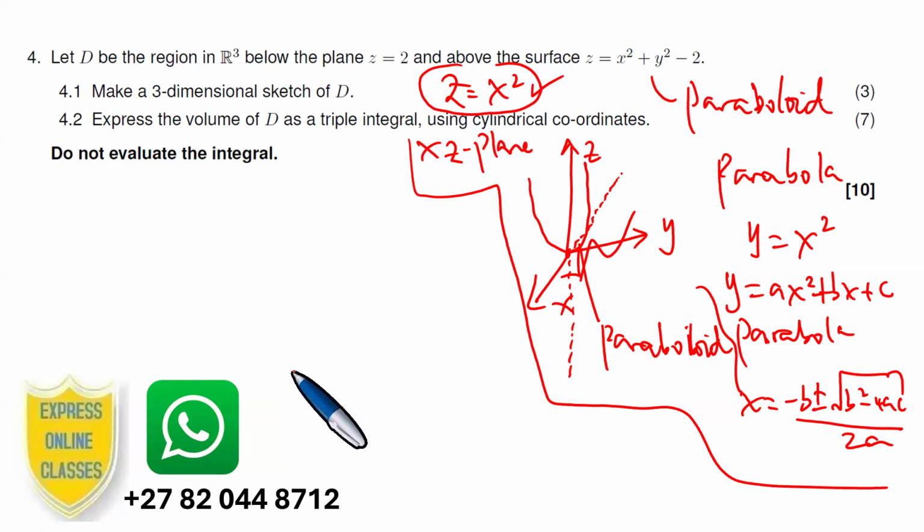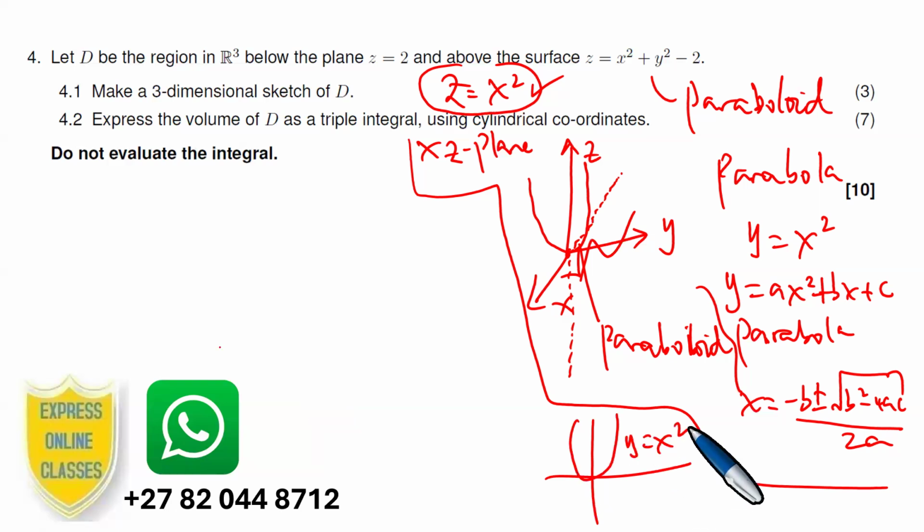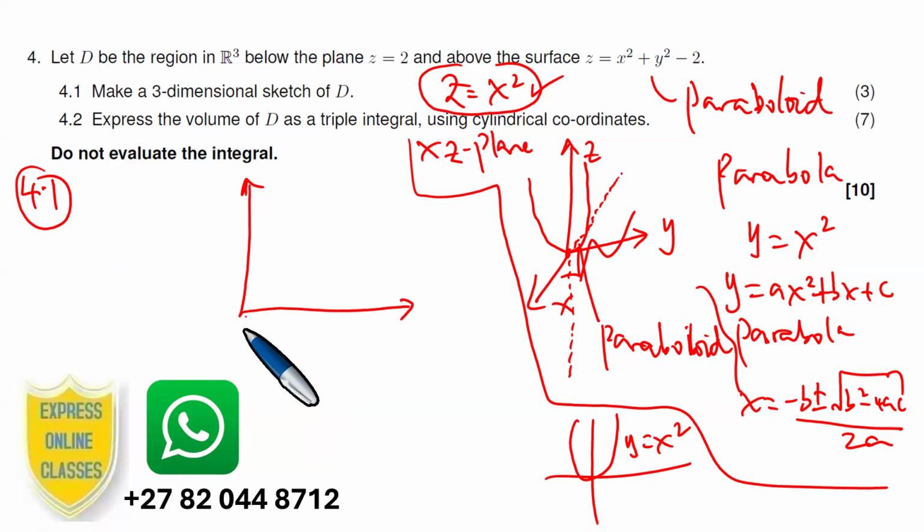Right, the question is, how do we sketch this here? The way we sketch a parabola, we take x and y, then we do this. Then that is the parabola, like y equals x squared. Right. So now let us look at 4.1. To sketch a paraboloid, this is in three dimensions, so we're going to have Z, Y, X.